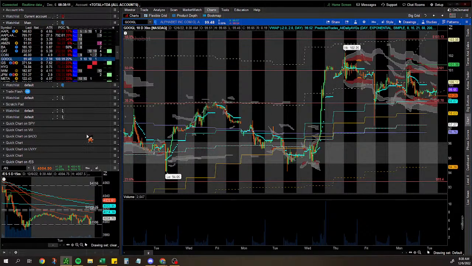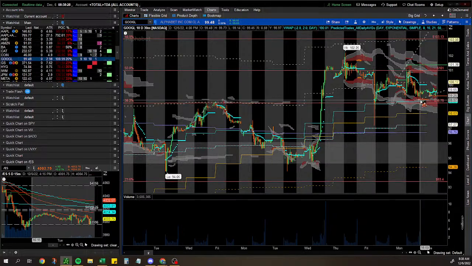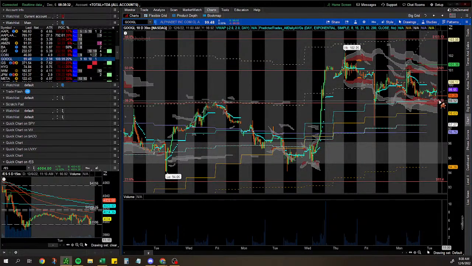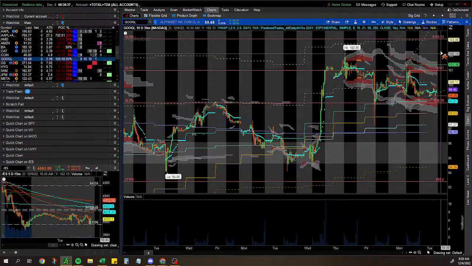Google. Held up pretty well yesterday and held up above its pre-market lows. Overall, as long as we can still stay above this 98.78 and that daily 8 MA, it's a good spot to go long back through that 100, 101.